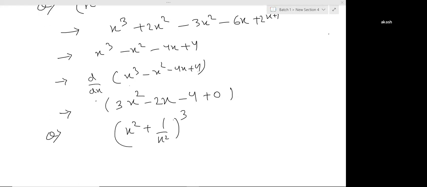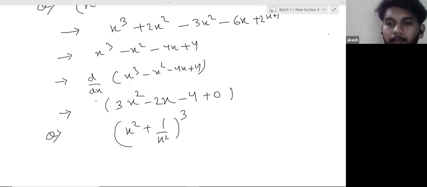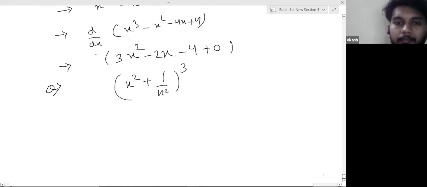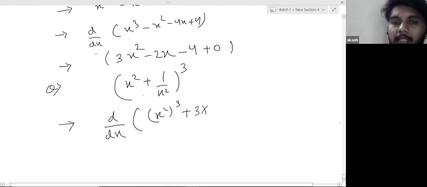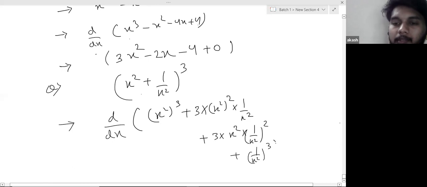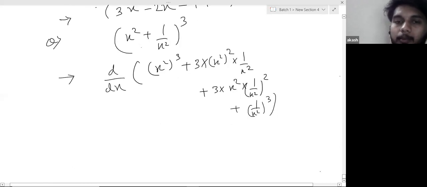Solve this one, Arslan. Differentiation of this function. This we can open up. This is a cube, so x square cube plus 3a square b, so 3 into x square square and b, so 1 upon x square, plus 3ab square plus b cube. This is the formula for a plus b whole cube.